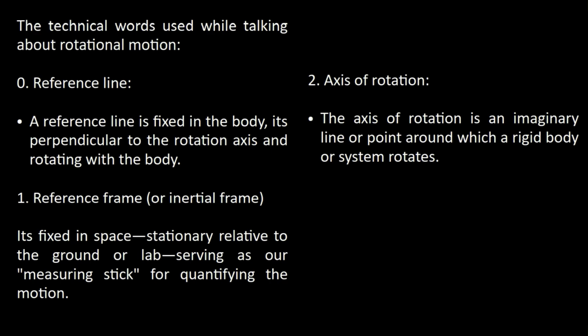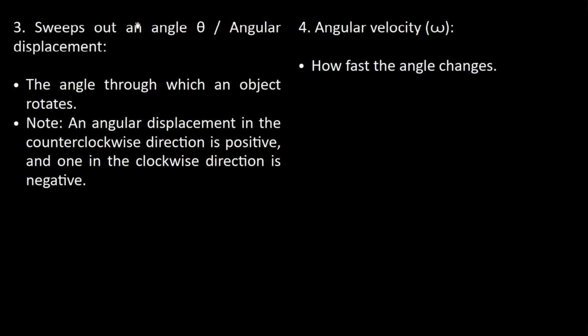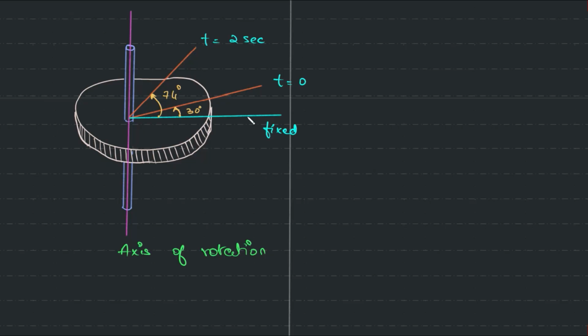Right? And the next set of terms are... sweeps out an angle of theta, or angular displacement, the angle through which an object rotated. An angular displacement in the counterclockwise direction is positive, and one in the clockwise direction is negative. So the direction of the angle also has to be known.